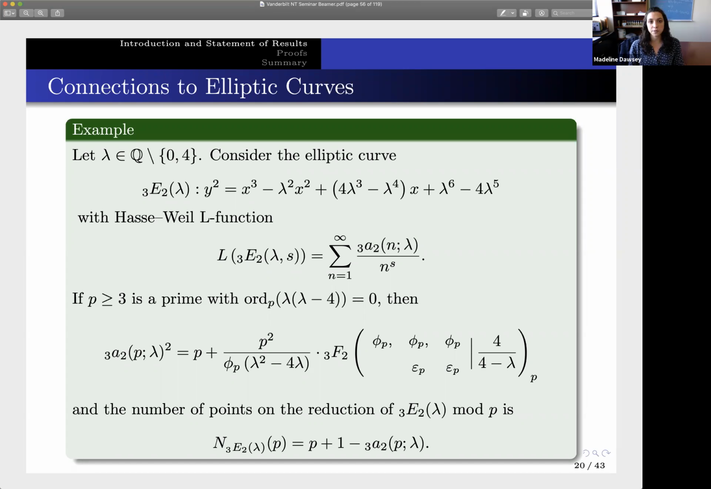And then we still have this formula for the number of points on that elliptic curve, mod P, in terms of the coefficients of that L function. Okay, so most of the connections with elliptic curves are going to be with 2F1s, but if you square things, you can get connections with 3F2s.